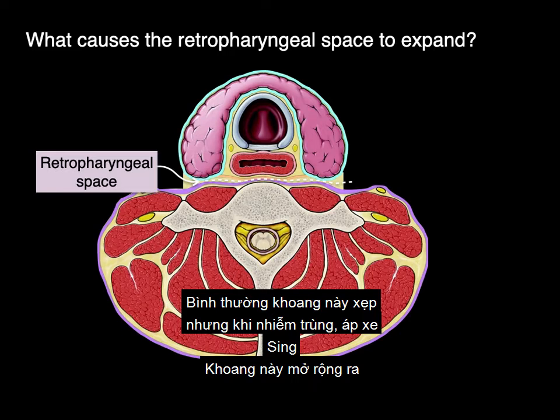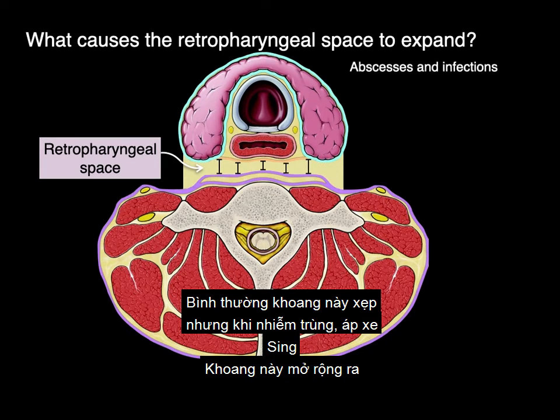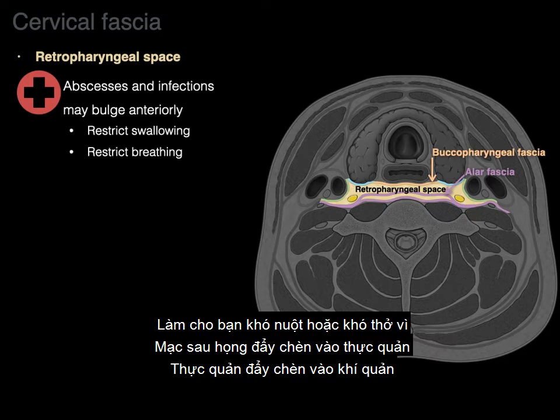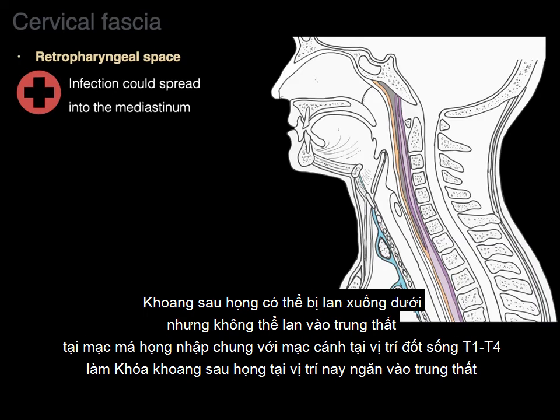Now, what causes the retropharyngeal space to expand? Well, that is where the abscesses and infections come into play. And so abscesses and infections may bulge anteriorly, and then they can restrict swallowing and breathing. And the reason why is that the esophagus is directly in front of the retropharyngeal space. That would restrict swallowing because the pharynx is just above it. And then really bad would push on the trachea and the airways and restrict breathing. And so the retropharyngeal space can also have infections that spread into the mediastinum.